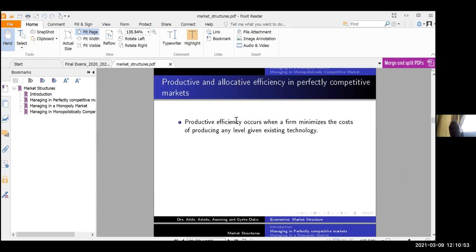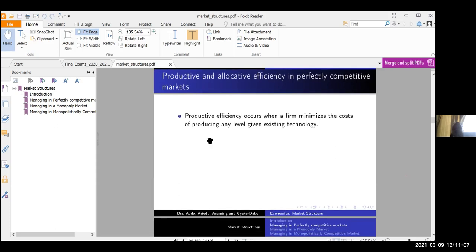All right. So productive efficiency and allocative efficiency. What do we mean by these concepts? Productive efficiency, we say, occurs when a firm minimizes the cost of producing any level of output given the technology. So given your technology, how do you minimize the cost of producing any level of output that you decide? So it's more about minimizing the cost, as I said. Okay. Getting the inputs at a cheaper price, getting reliable supplies, all that.